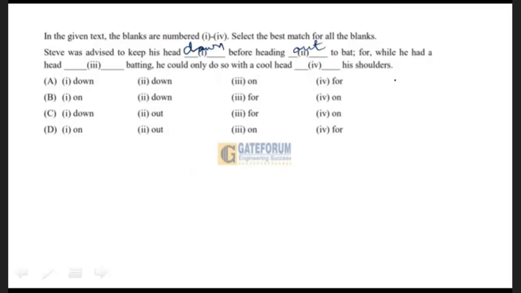For while he had a head for batting. Head for batting means talent for batting. He could only do so with a cool head on his shoulders. I think this is the right one. Let us see if the options match. Down, out, for, on. Okay, this is down, no. Down, down, on, no. Another down, out, this is the one. Option C is the correct one. Down, out, for, on.